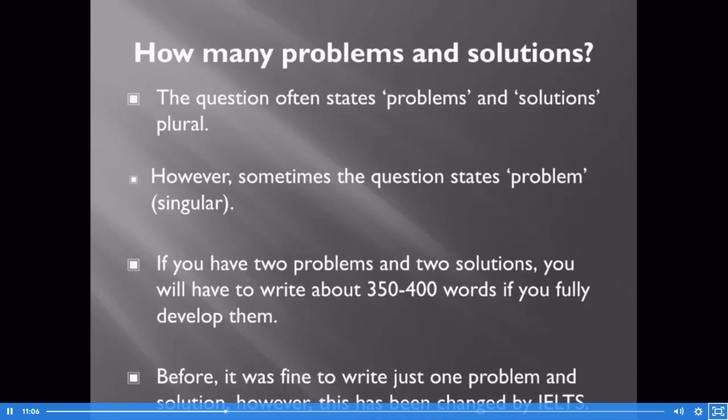I think that IELTS have understood that they're asking two impossible things. They were asking students to answer the question and fully develop everything. So what they have done is provide guidance to the examiners and basically say that the most important thing is that the student answers the question. So if it is singular, just put in one, but if it is problems or solutions or causes, plural, you need to put in more than one.